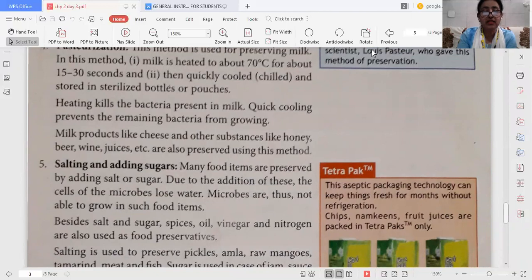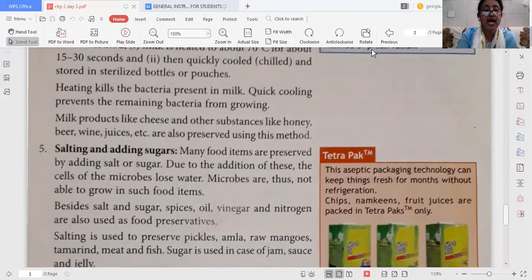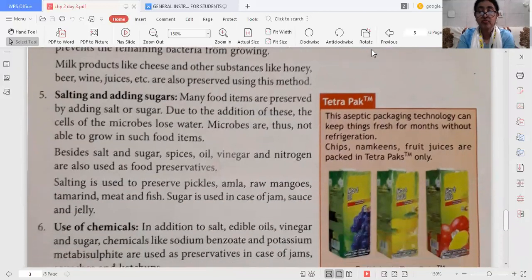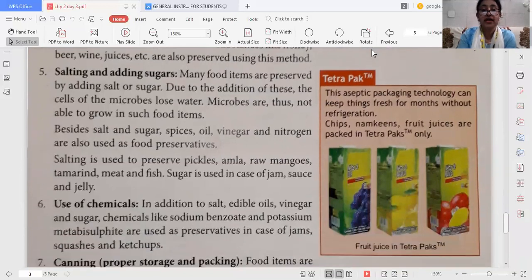Now the fifth method is salting and adding sugar. Salt and sugar are very common food preservatives which we use at our homes also. Like when your mother makes pickles, she usually uses salt along with spices and oil, because these all work as preservatives. Sugar is also used as a preservative.